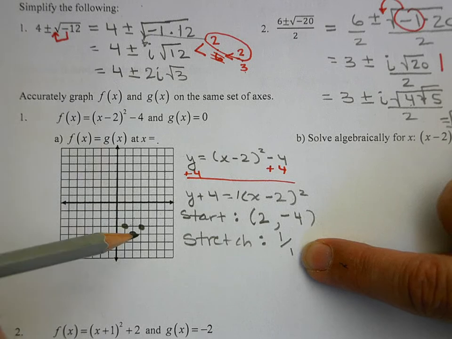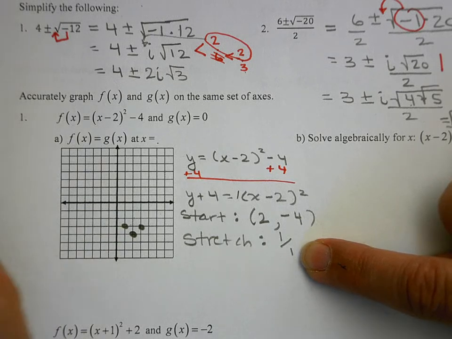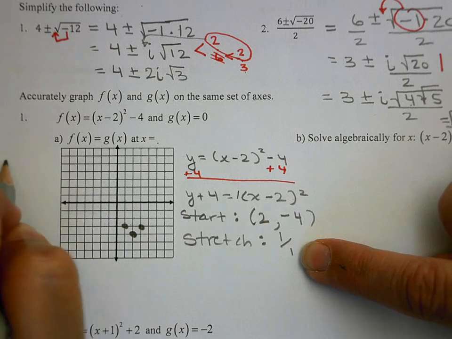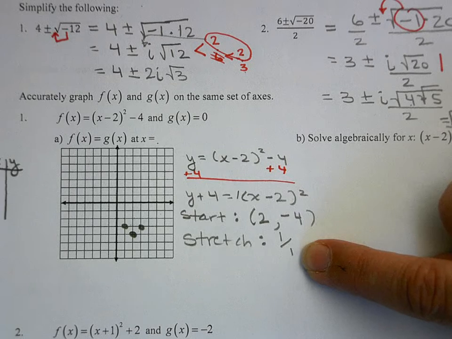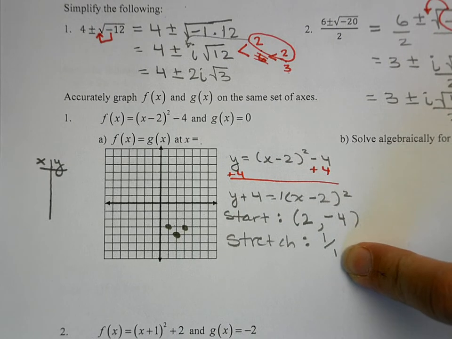So I'm going to go ahead and do a t-table to find at least one more point, right? And then use symmetry for the other. So you can do a t-table. You can substitute in values, whatever is going to be easier for you.